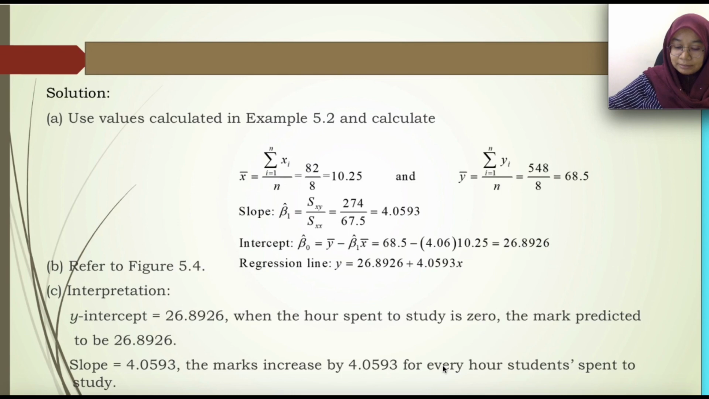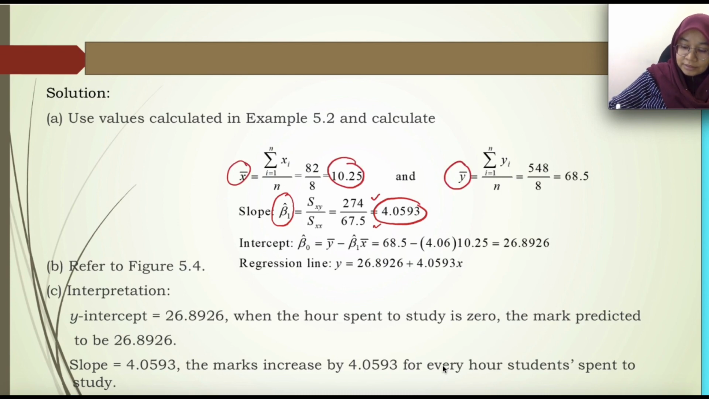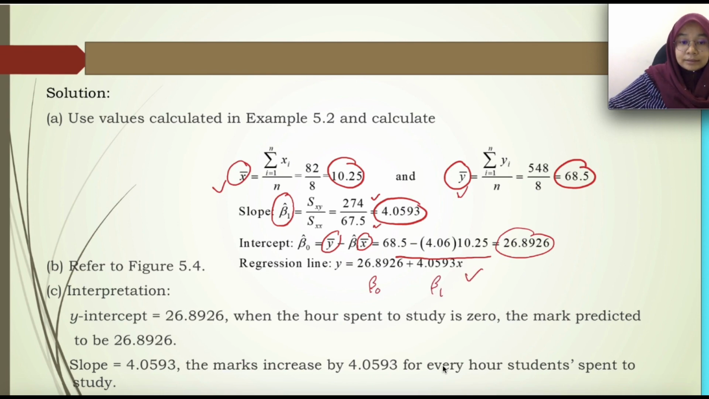Now we want to calculate beta naught and beta 1. First calculate beta 1. Beta 1 is equal to Sxy divided by Sxx. You just divide it, you will get 4.0593. X bar, calculate it, you get 10.25. Y bar, you get 68.5. Using this X bar and Y bar, you can get beta naught, 26.8926. So substitute this beta naught and beta 1, and you will get the regression line.